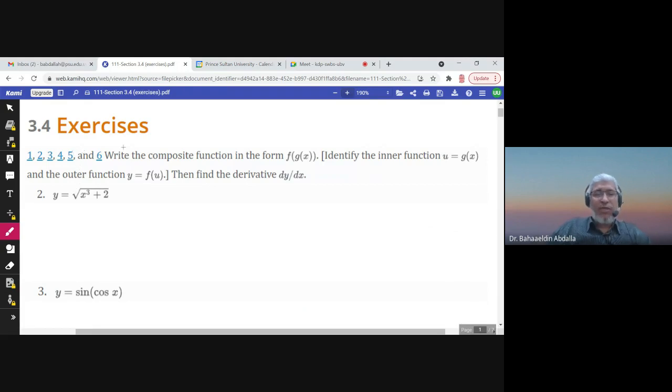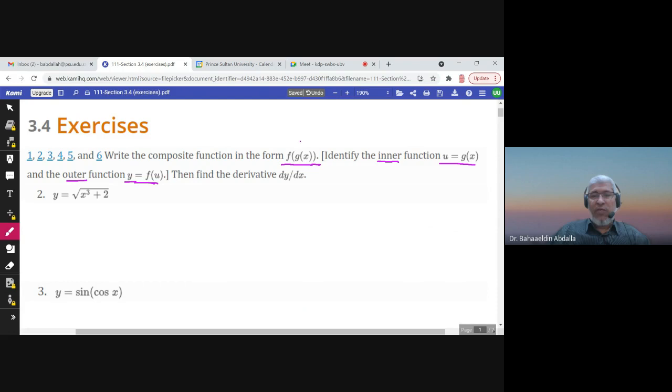These are some exercises about chain rule, section 3.4. Write the composite function in the form f of g of x. So we need to write this function in this form, f of g of x. The inner function should be called u equals a function of x, and the outer function should be called y, and it should be a function of u, which is the inner function.